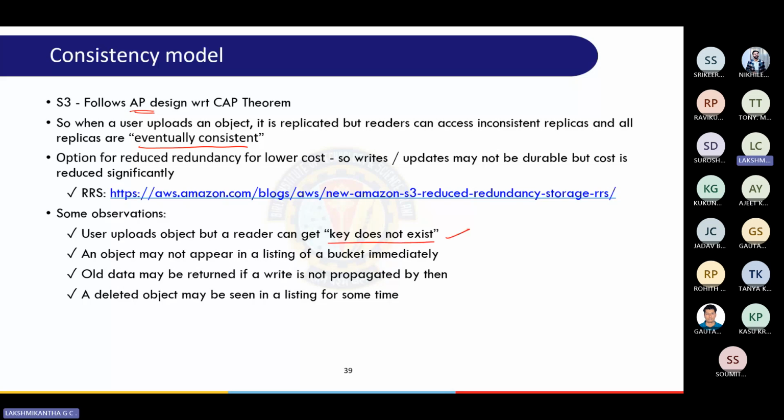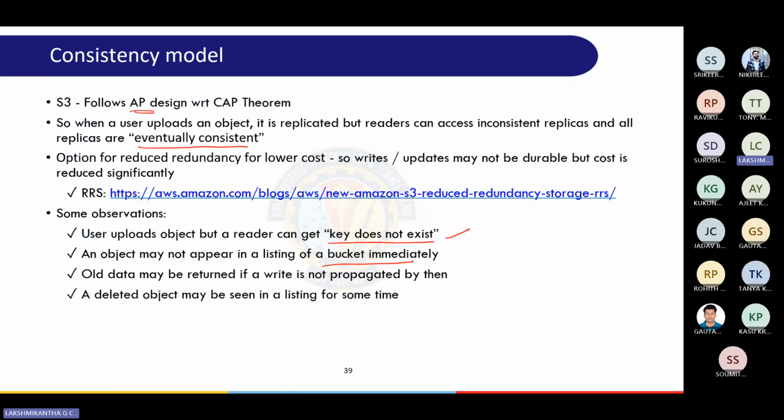And delayed listing. The third point is delayed listing. What do you mean by delayed listing? Guys, an object may not appear in a bucket listing immediately after being written. Understanding? And ghost delete. The last point I'm telling you about is ghost delete. Guys, a deleted object may still be seen in a listing for some time. That is called ghost deletes.